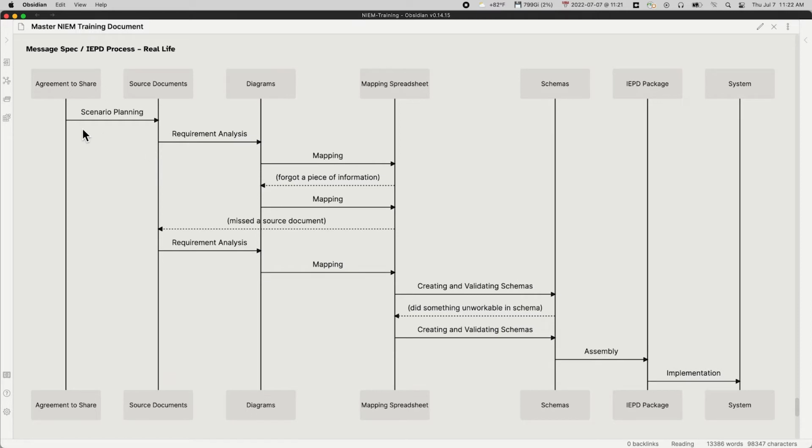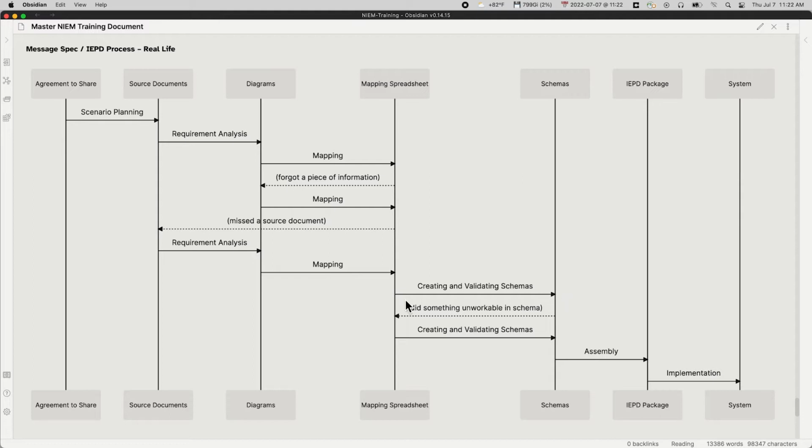In the real world, it becomes an iterative process. So, you know, you may get down to, I did my requirements and now I started mapping things and I realize, oh, I missed some information. So I have to back up. I have to update my UML diagrams and then continue into the mapping. And then maybe I realize I missed a whole source document that tells me interesting business things that I needed to know. I got to go back two steps, got to relook at my requirements. I get new diagrams out of it, go back into the mapping.